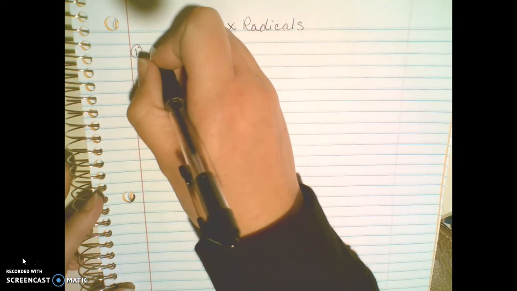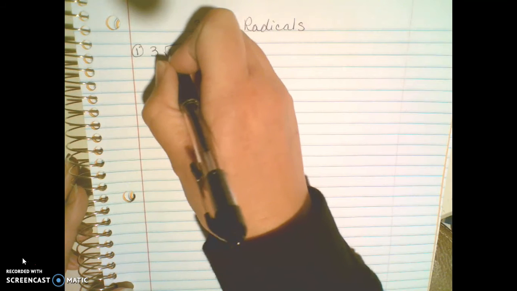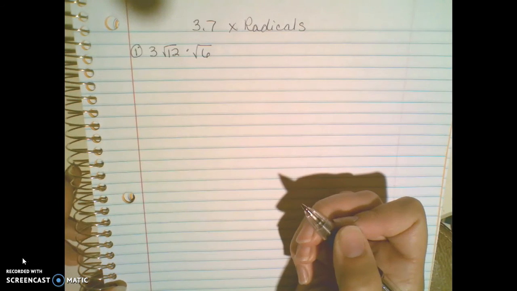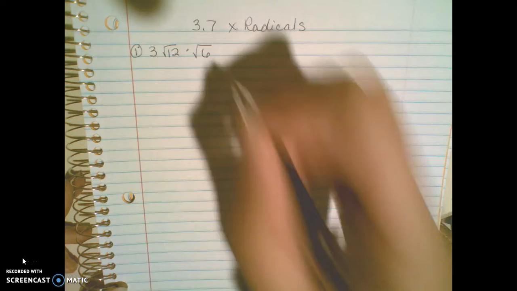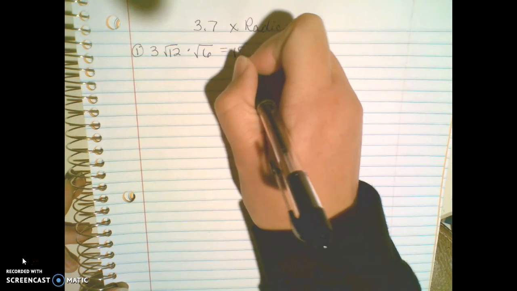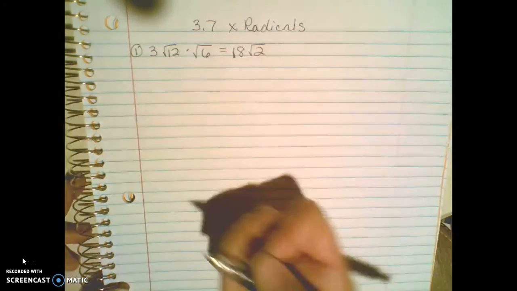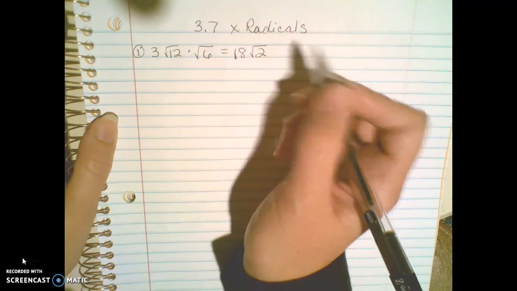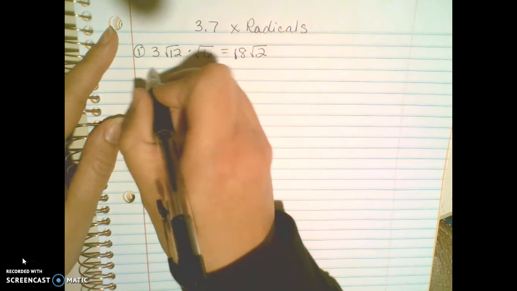So our first problem is 3 square root of 12 times square root of 6. Pause it and give that a try. The answer to this one is 18 square root of 2. And there's a couple of different ways to do it, so I'll show you one of them.